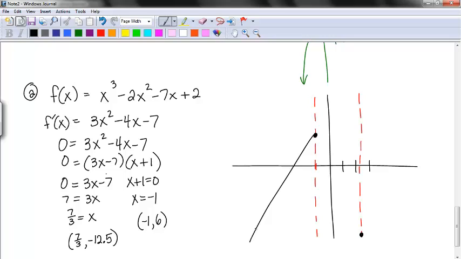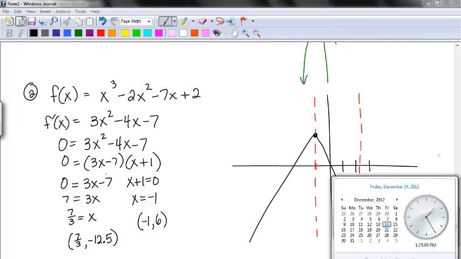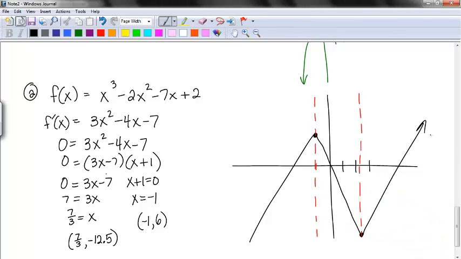Then an easy one to test between negative 1 and 2 1/3 would be 0. Put 0 back in, that drops out, negative 7. So it goes from there to there. Notice it connects the max and min points. And then if you tested like 3, it's going to be positive. So you can already tell what our graph's going to look like.